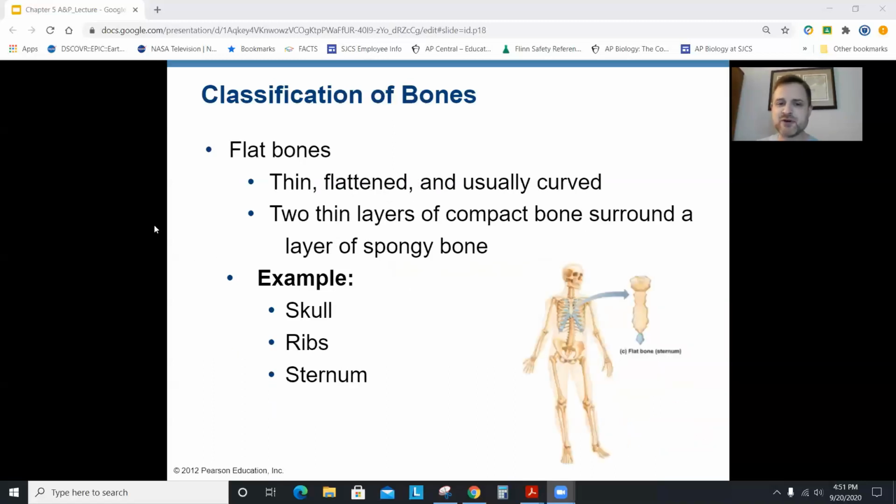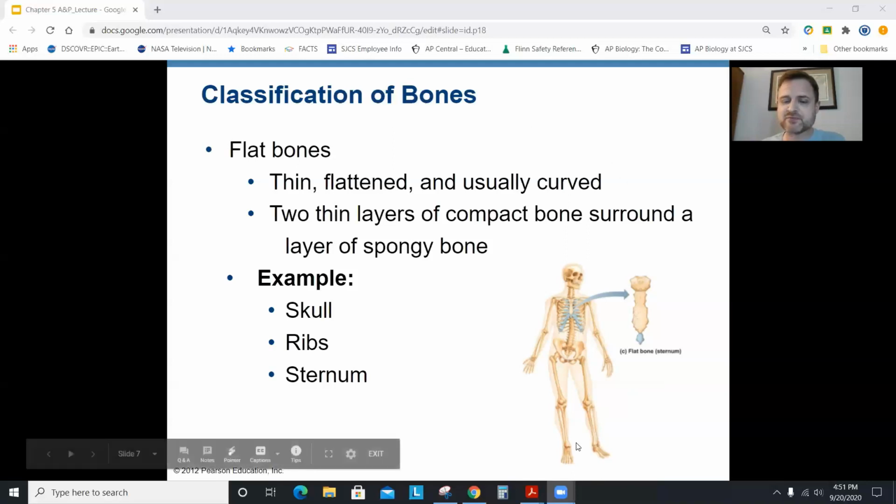So flat bones are ones that are thin, flattened, and can be curved sometimes. Typically here you have two thin layers of compact bone with some spongy bone in between. Think about the bones of your skull. They're thin and broad, typically curved. Your ribs, same deal. And your sternum, your breastbone, these are examples of flat bones.